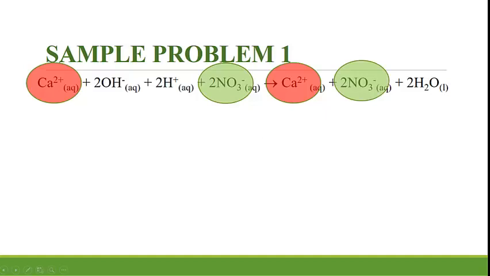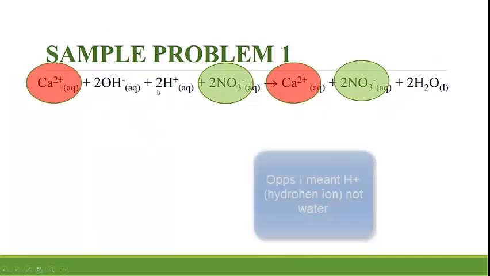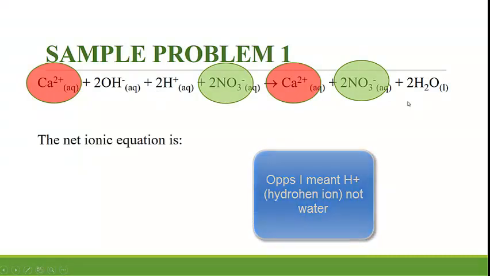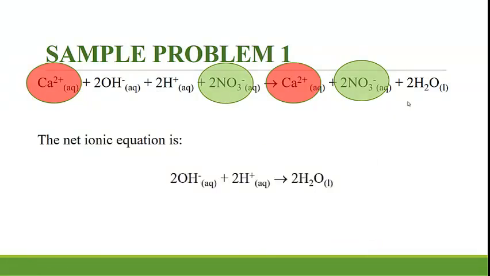So what that leaves me with is hydroxide plus hydrogen to give 2 H2O. So our net ionic equation is this. And what we're going to see is this ends up being our net ionic equation in all neutralizations, right? We're forming water.